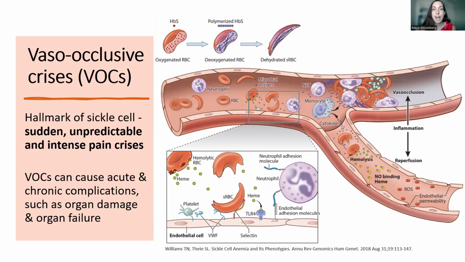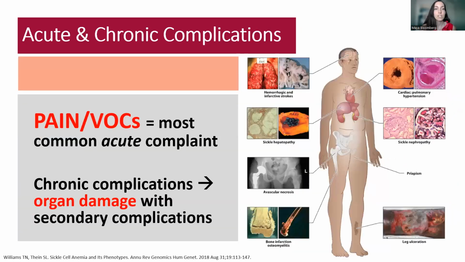Each crisis matters because it can cause both acute and chronic complications. Pain is obviously the most common acute complication, and I always say anywhere blood can travel, sickle cell can affect, which is why we can have pain anywhere in the body, but there's also a reason why we can have head to toe complications as well. So let's dive into the acute complications first.